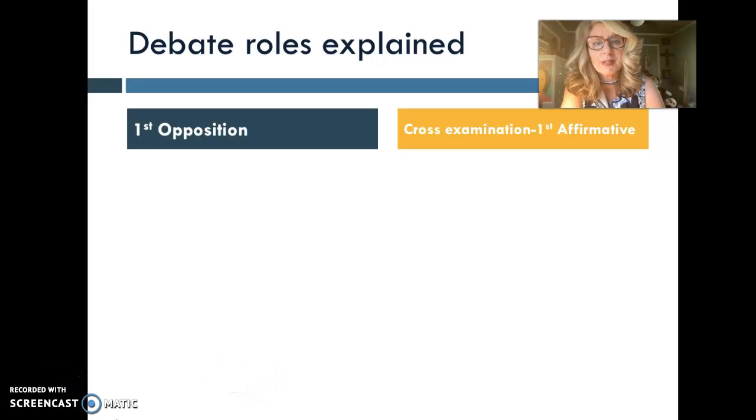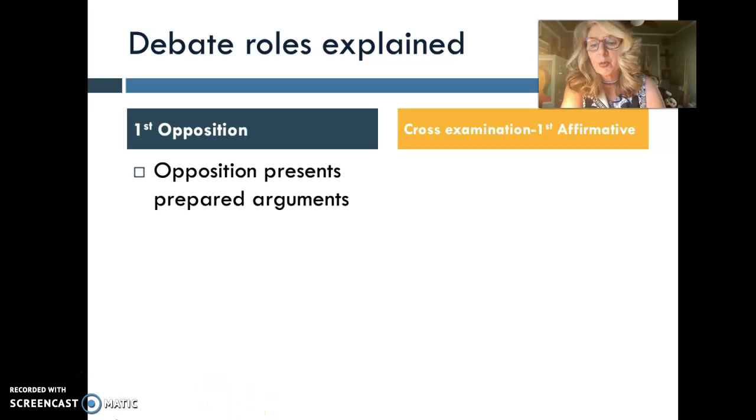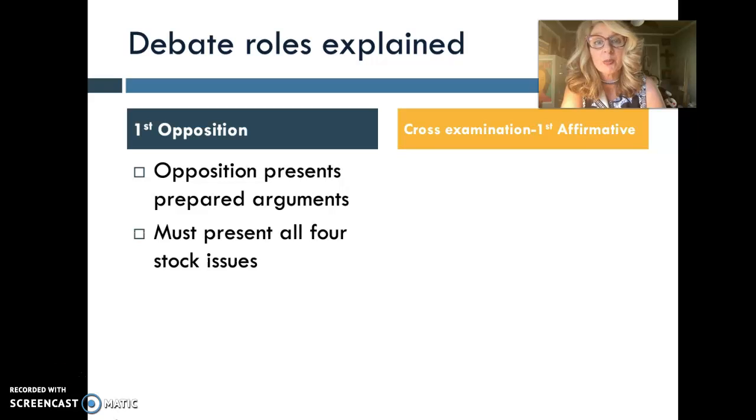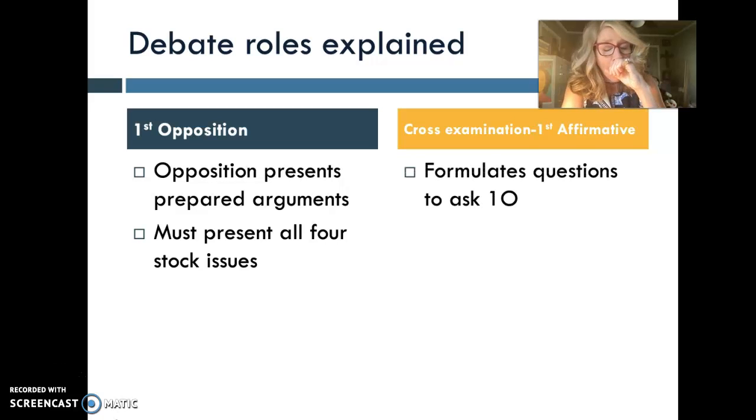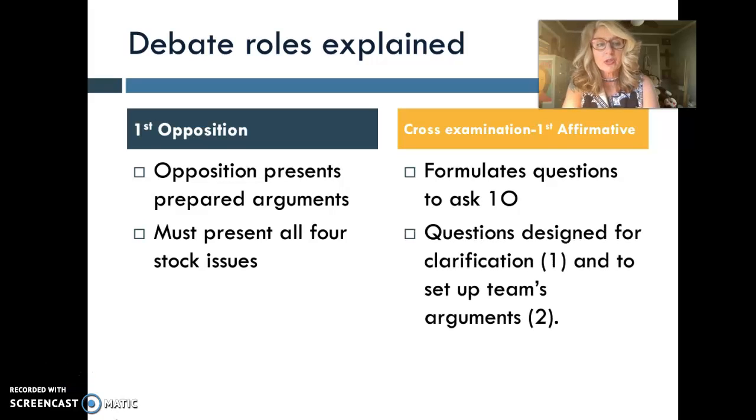Okay, now it's Sam's turn, first opposition. He's going to present his prepared arguments, and he has to present all four stock issues on his side. Excuse me. And then the cross is by the first affirmative, which is Jane. So Jane formulates the questions to ask, and the questions are designed for clarification and to set up their own team's arguments, or even to consolidate.